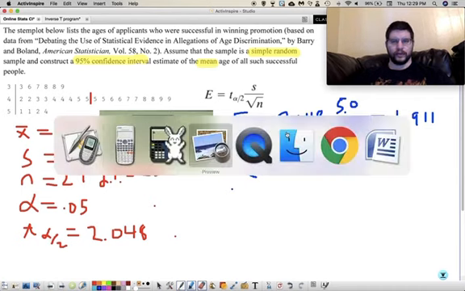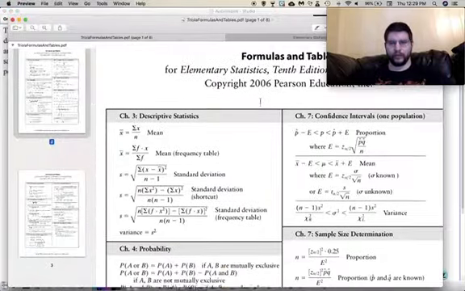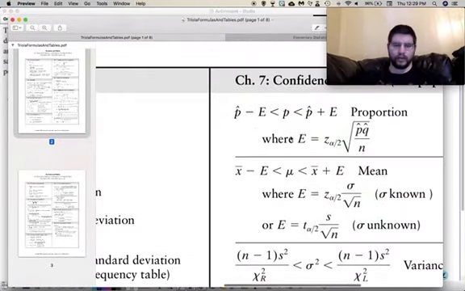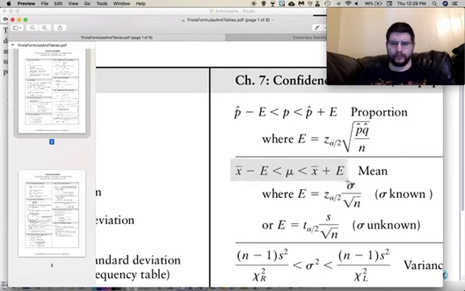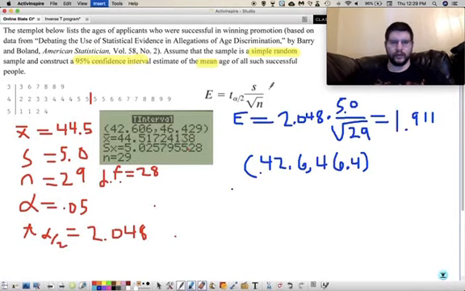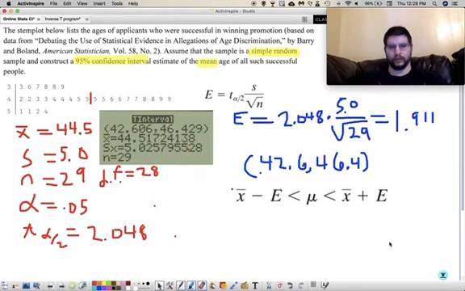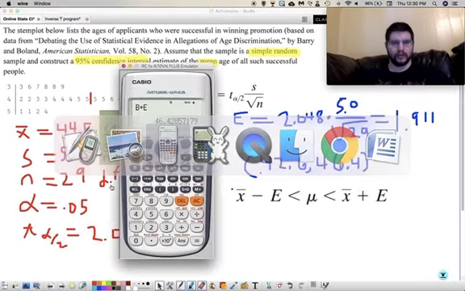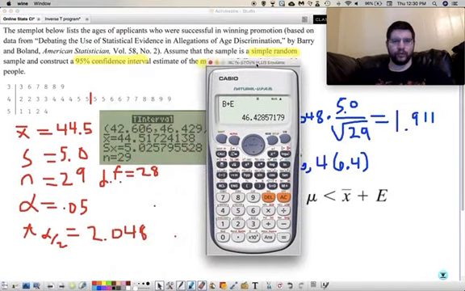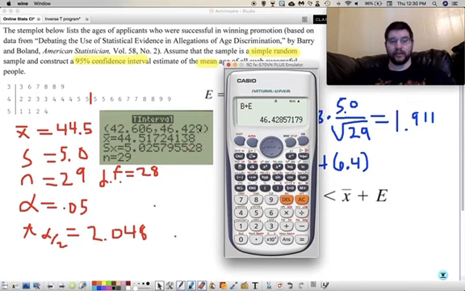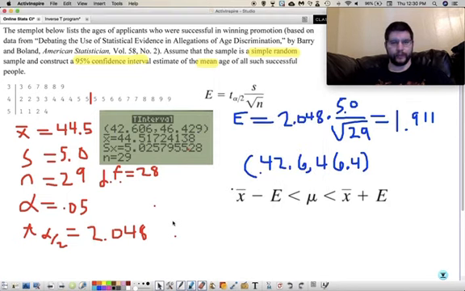So your formula, don't forget, copy it. It's just X bar plus or minus your error. That's all we did right here. And let's compare the intervals, 42.6, 42.6, 46.4, 46.4. We're good. Let's see what the actual numbers were. We got 46.4285, so I would round the same thing. So yeah, good to go.